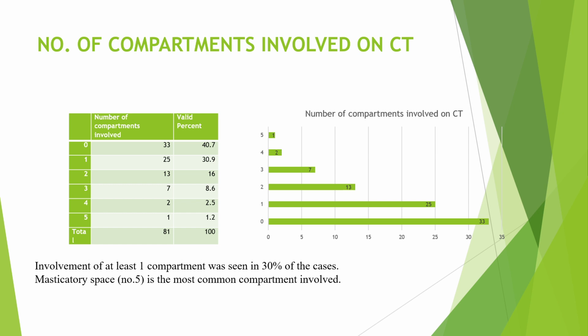The number of compartments involved: 33 cases, valid percent 40.7. Number of compartments involved 2 is 25, valid 30.9; then 13 and 16 respectively, and 7 and 8.6. The involvement of at least one compartment is seen in 30% of the cases, and the masticator space is the most common compartment involved.